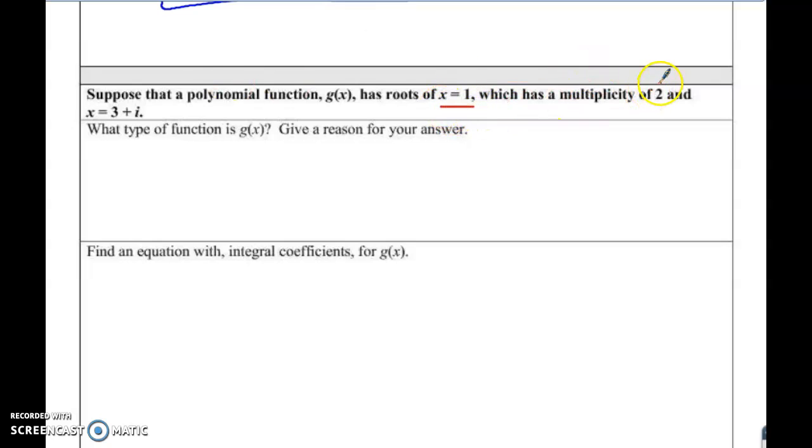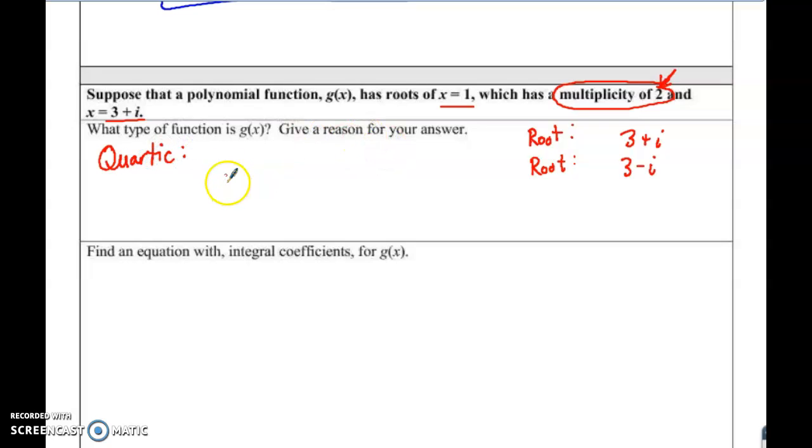because there's a new premise, that we have x equals 1 has a multiplicity of 2, and then we have this 3 plus i. So let's talk about the complex conjugate then. So 3 plus i is a root. So therefore, there's another root, which is 3 minus i. So x equals 1 has a multiplicity of 2. There's 2 zeros there. I'm hesitating to say x-intercepts because it bounces off the graph there. And then 2 more here, but we're talking about a quartic.